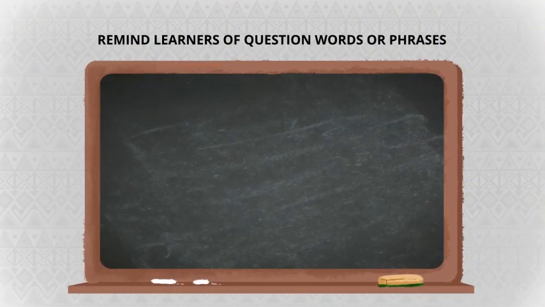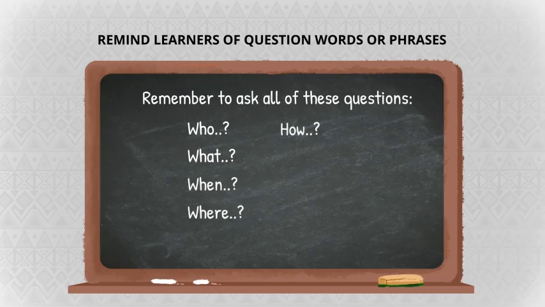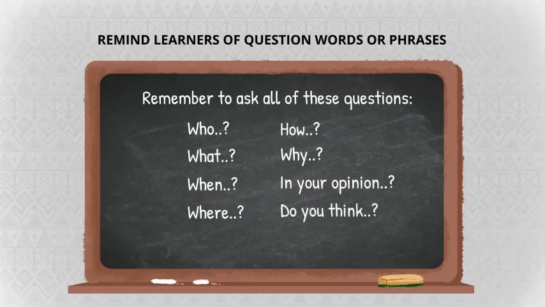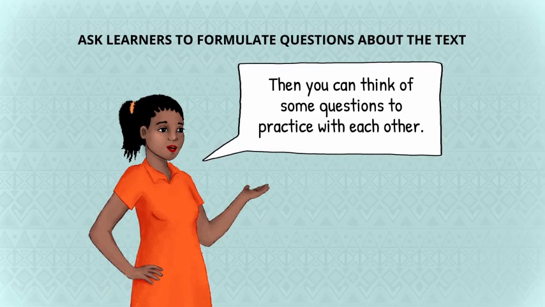Make a list of question words and phrases and write these on the chalkboard, or make an anchor chart for your classroom. Include the following words or phrases: who, what, when, where, how, why, in your opinion, do you think, and list. Then, even if a text is clear to learners, make time for learners to practice formulating questions about text.